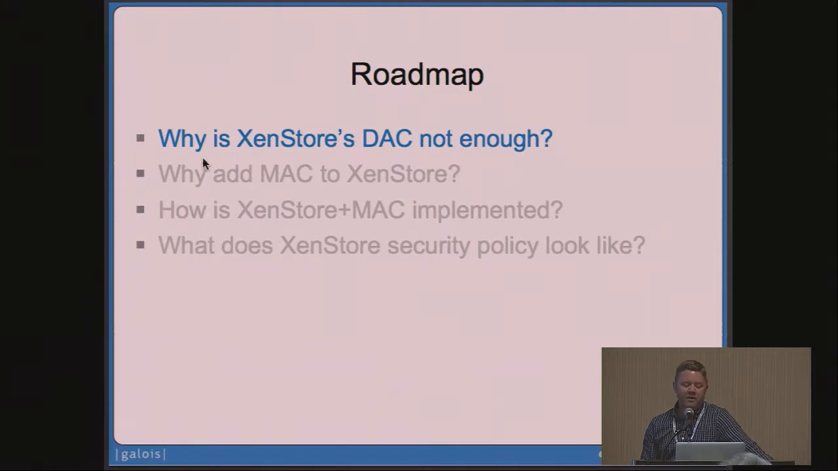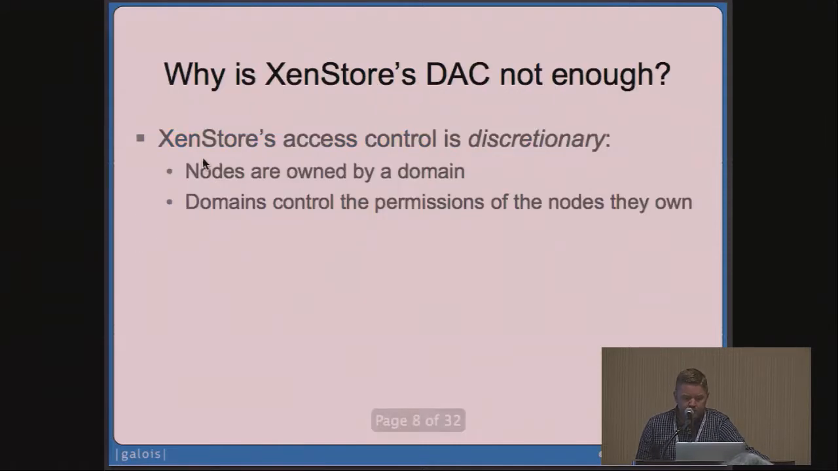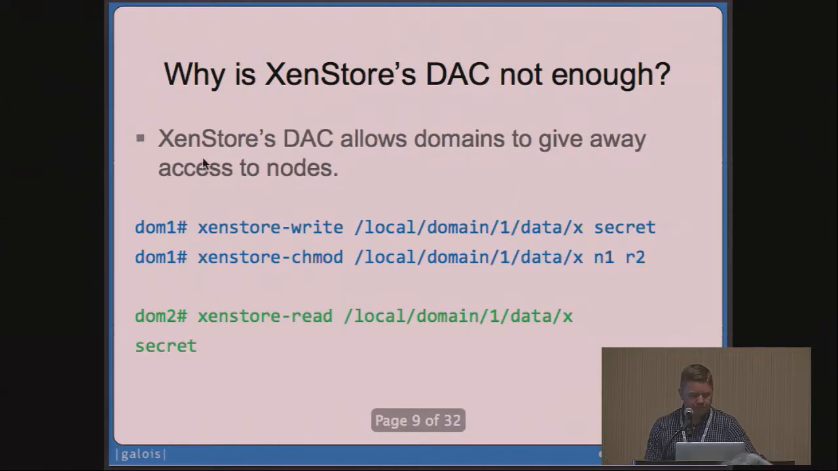All right, so where we're going to start is the access control that's built into XenStore and why that's not enough to address this situation. XenStore's access control is what we call discretionary. And that means that nodes in XenStore are owned by a particular domain. And a domain that owns a node has basically permission to do anything it wants with it in terms of its permissions. So domains can grant permissions to other domains. And we have no control over this as the administrator.